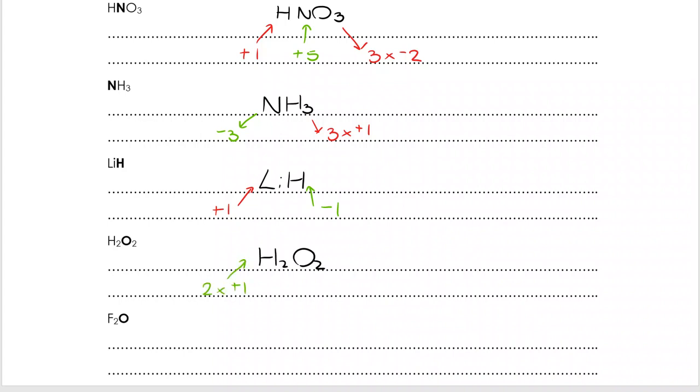And then we've got hydrogen peroxide. Here, hydrogen is +1. That's 2 times +1. So each oxygen must be -1. And finally, F2O. So my fluorine is always going to be -1. I've got 2 -1s, which means in this circumstance, my oxygen actually has an oxidation state of +2.